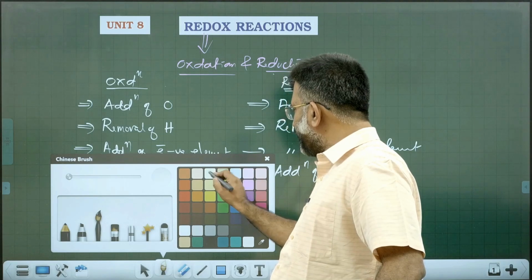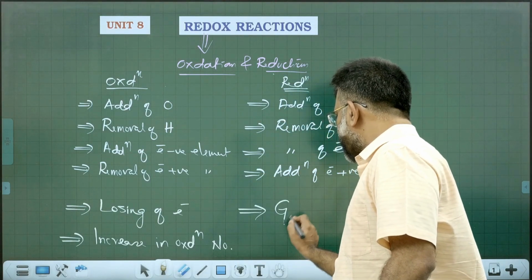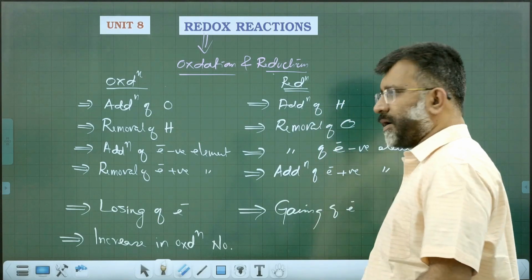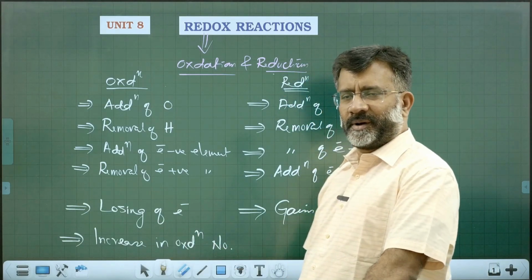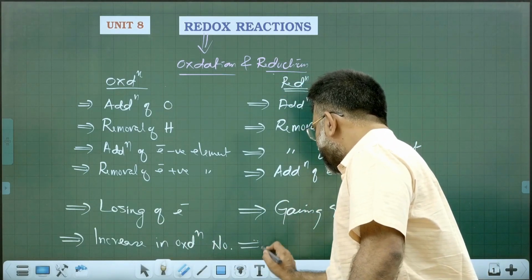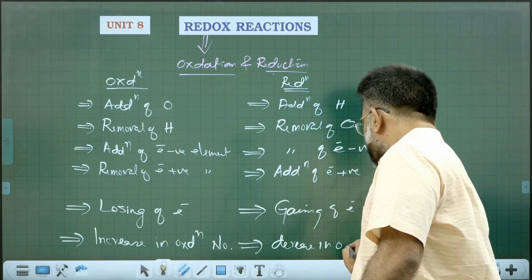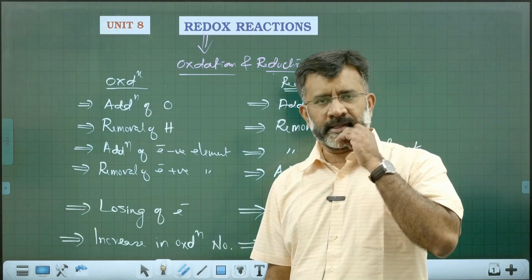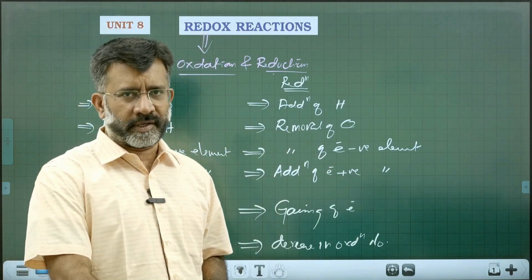Losing of electron called oxidation. What is reduction? Just opposite. Gaining of electron called reduction. Increase in oxidation number called oxidation. What is reduction? Decrease in oxidation number. That is called reduction. These are the classical as well as electronic concepts of oxidation and reduction.